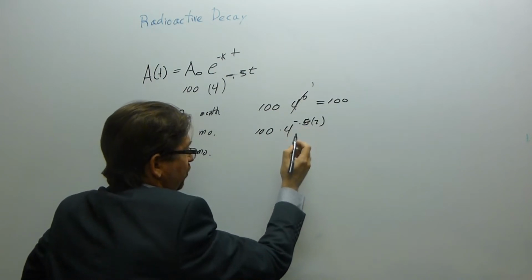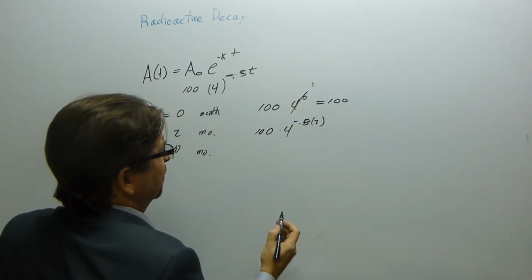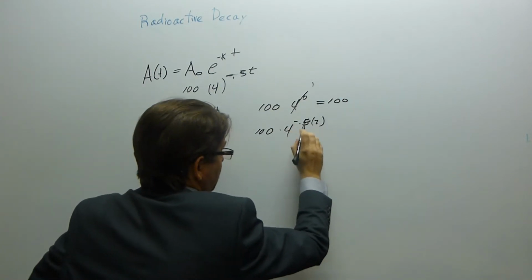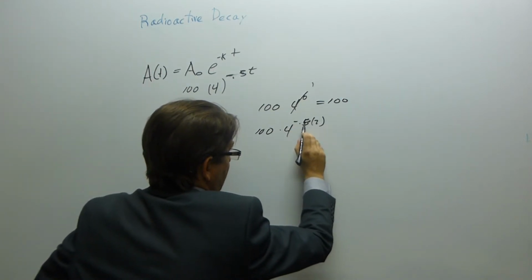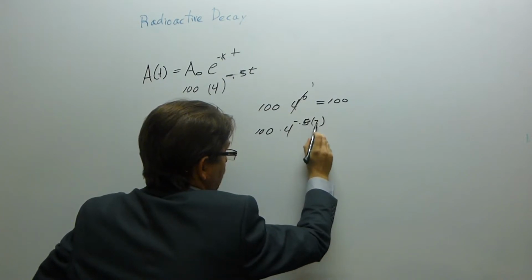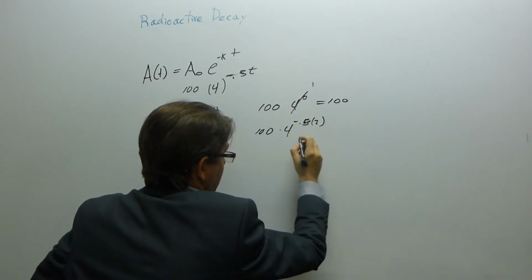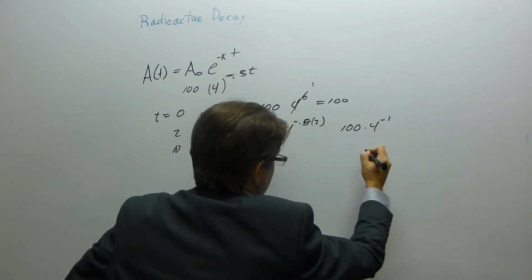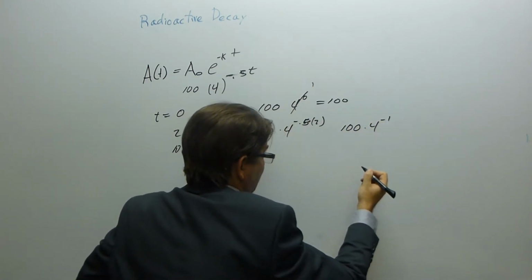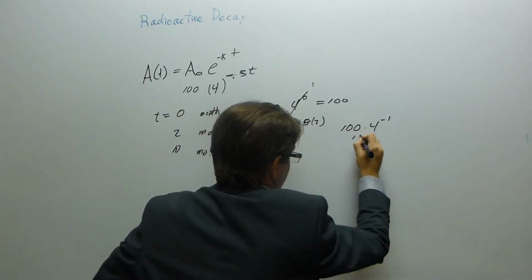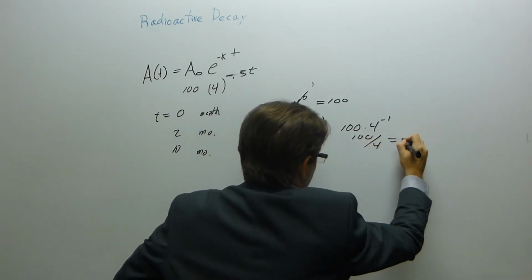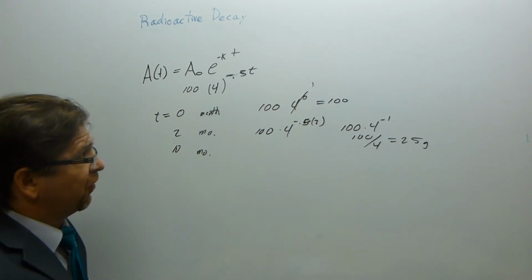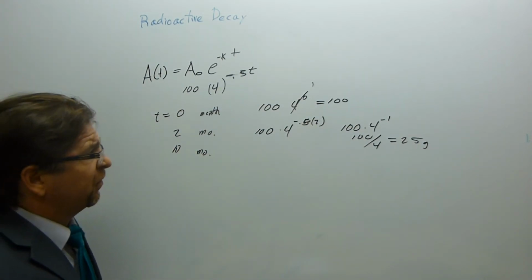Oh, I think I said the half-life was... never mind, sorry. Okay, so we have 0.5 times 2, it's negative 1. So we have 100 times 4 to the negative 1. 4 to the negative 1 is really 100 divided by 4. So 25 grams. Since we started off with 100 grams, we now have 25.